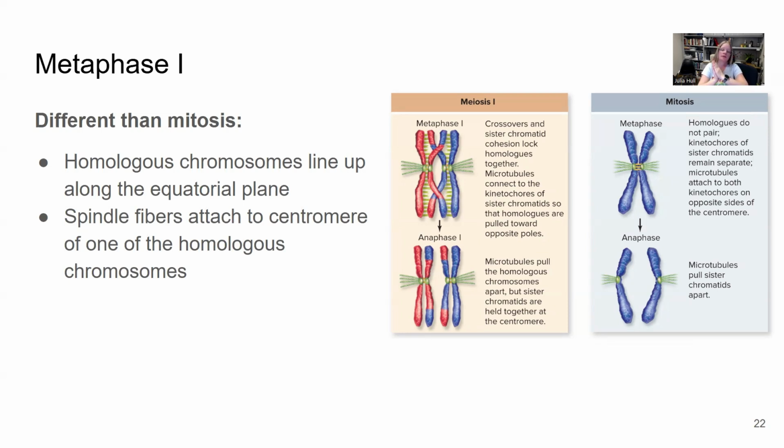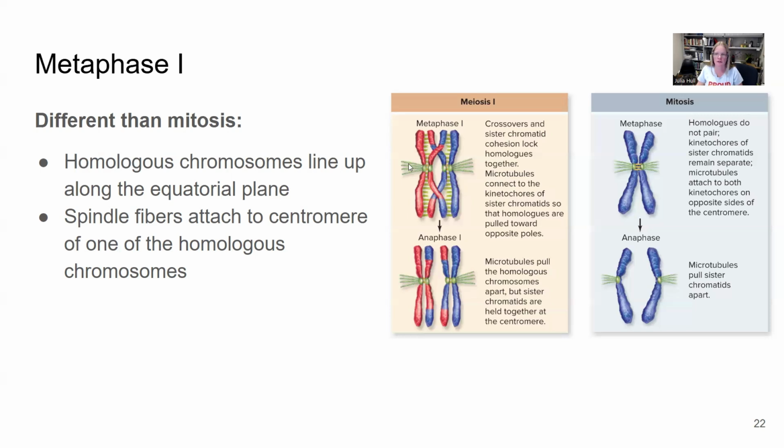Okay. Some things that are different between mitosis and meiosis is that now, instead of just the chromosomes lining up, our homologous chromosomes are going to line up, right? So we have our homologous chromosomes that have had the swapping over. Now these are the ones that are lining up along the equatorial plane. We're lining up in pairs now.